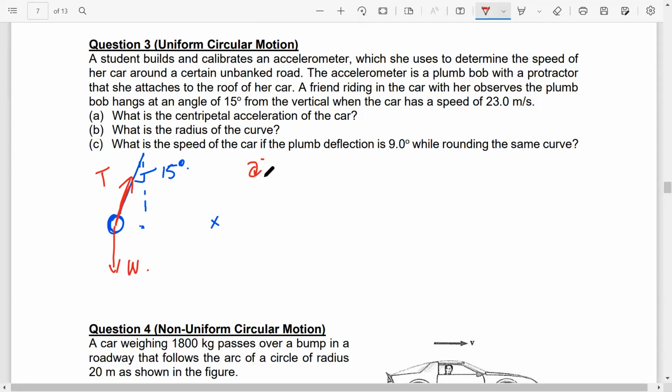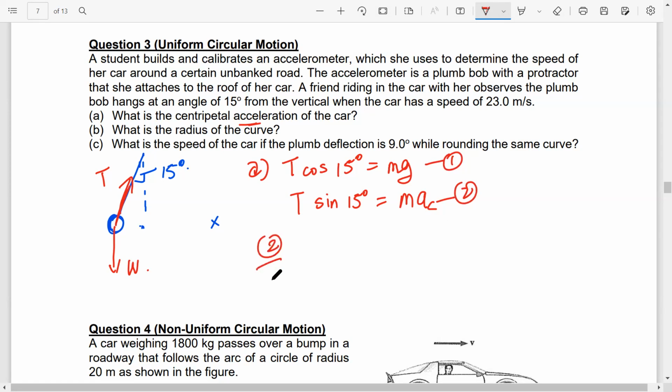So for part A, T cosine 15 is equals to the vertical force, which is mg. T sine 15 will be the resultant force, which equals to the centripetal force. I will put ma here because the question asks for acceleration. So equation 1, equation 2. Take 2 divided by 1. The T will cancel out.